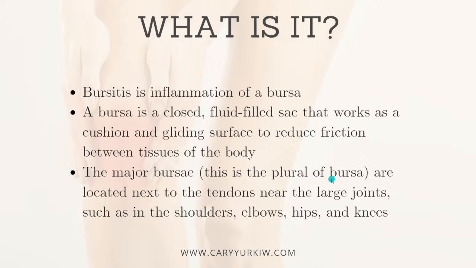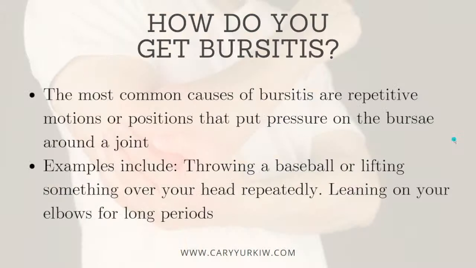The major bursae, which is the plural of bursa, are located next to the tendons near large joints, such as in the shoulders, elbows, hips, and knees. And definitely, these are the more common areas that we see people coming into the clinic with bursitis.